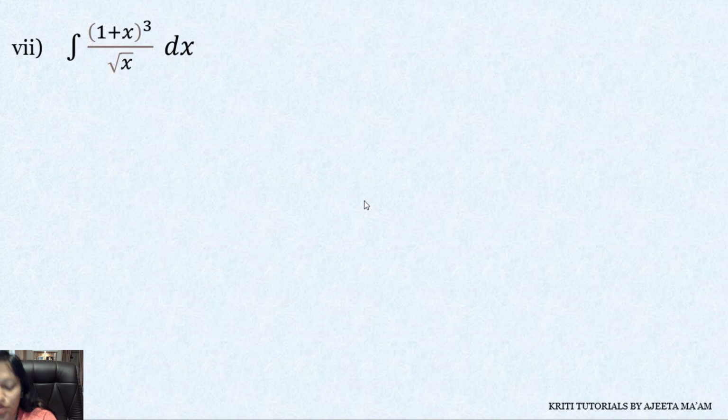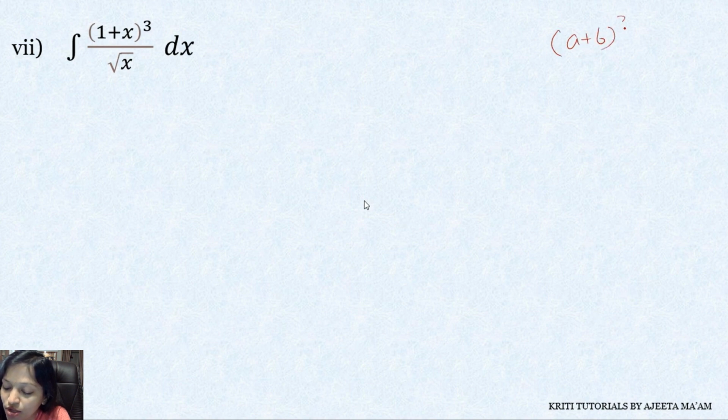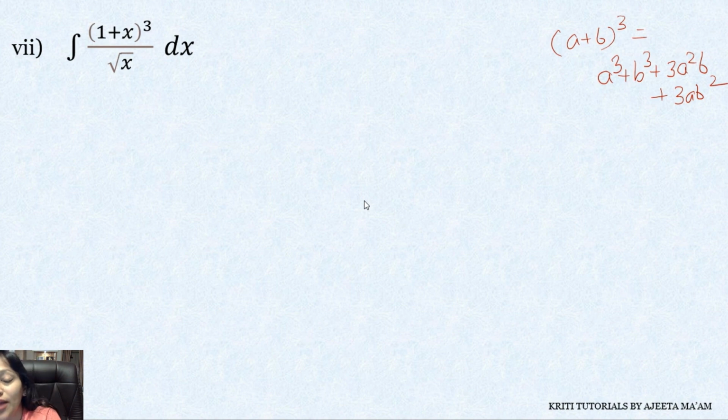Now (1 plus x) whole cube upon root x. Again we don't have any direct rule with us, so we have to use an identity in this question, which is (a plus b) whole cube. So what will you get on using this identity? a cube plus b cube plus 3a square b plus 3ab square. Okay, so that is what the identity is.